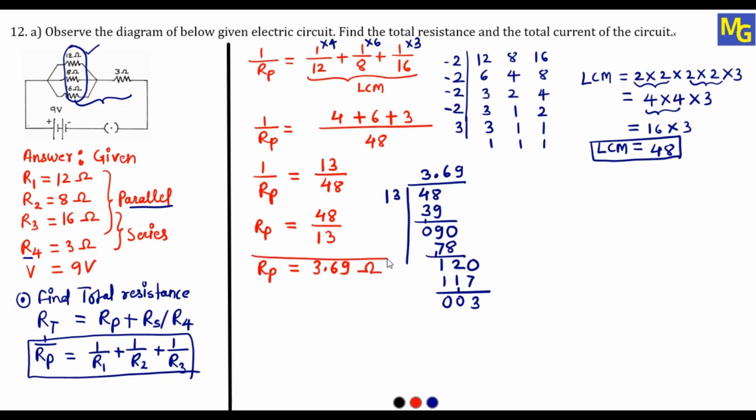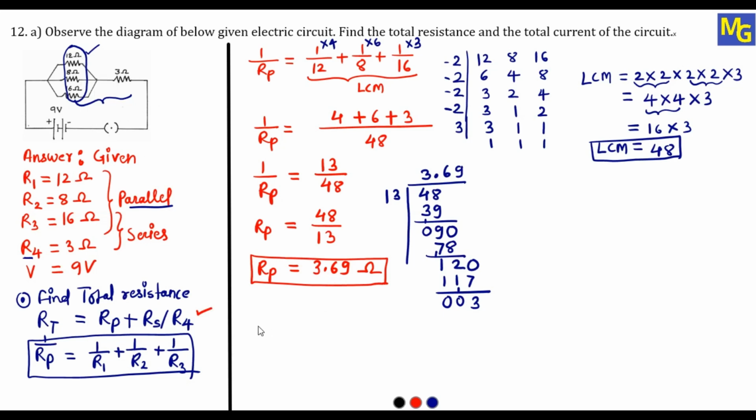Remember, we should always write the units. It is a resistance, so I should write ohm. So here we got the RP value. Now to find out the total resistance, what we have to do, you can see this formula. We have to add this other resistance. This is the effective resistance for these three.